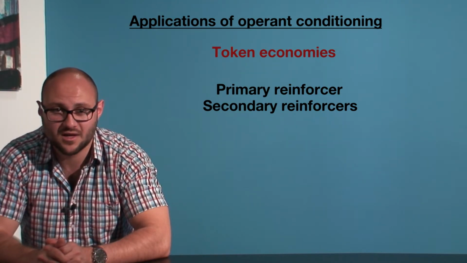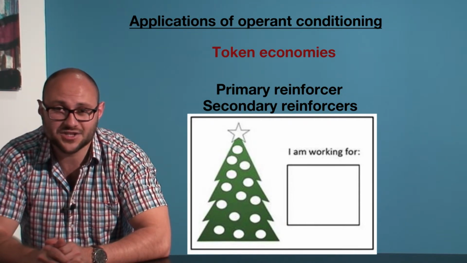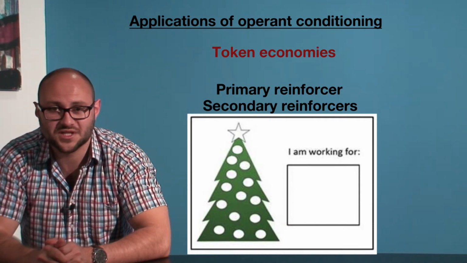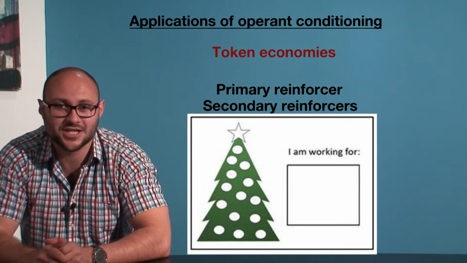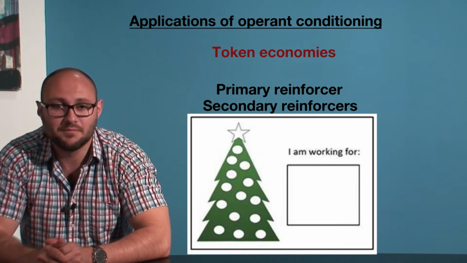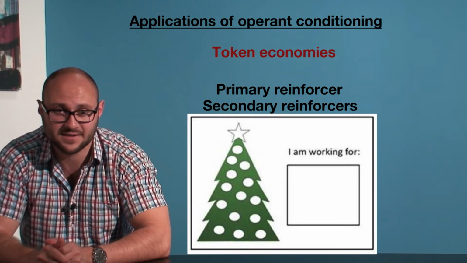For example, some schools may adopt a dot chart. Each time a target behaviour is performed, the child can colour in a dot on the chart. When all of the dots have been coloured in, the chart can be traded for a prize. Both shaping and token economies are based on Thorndike's law of effect.